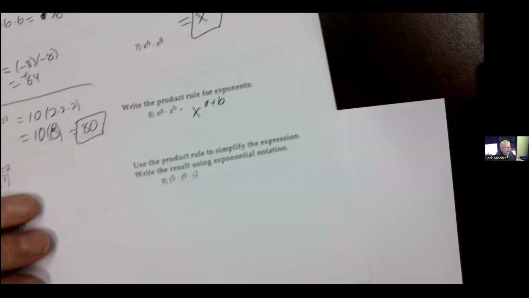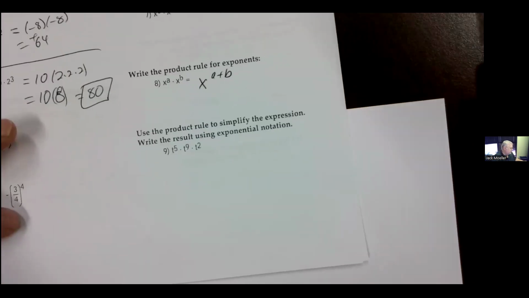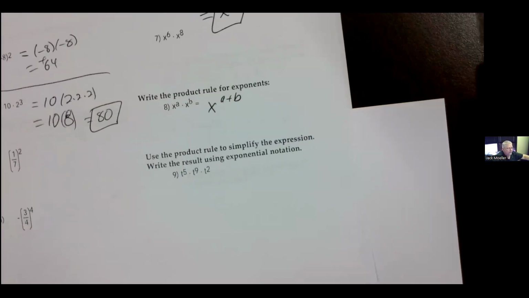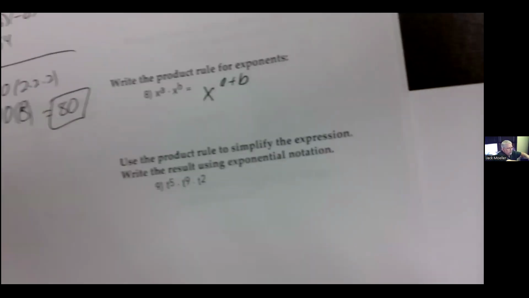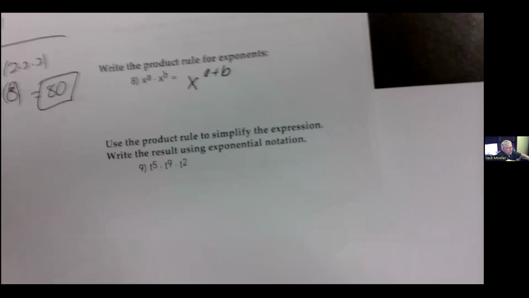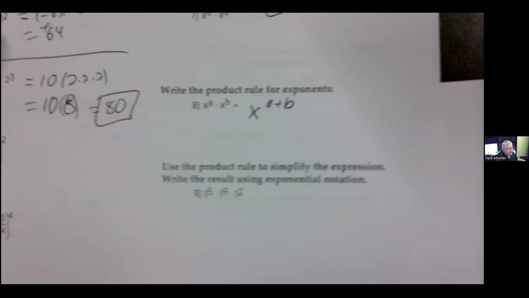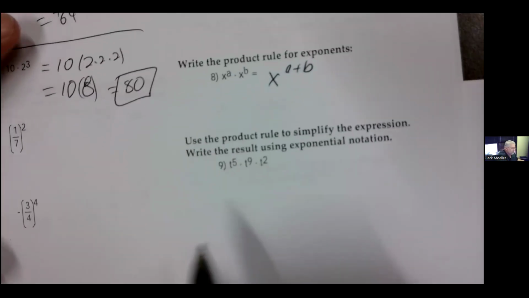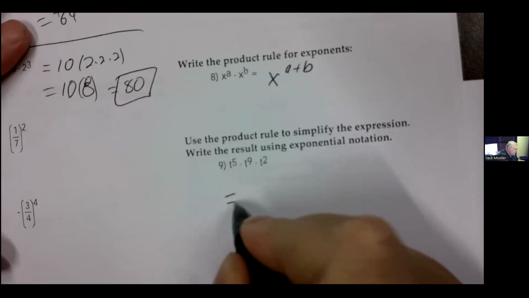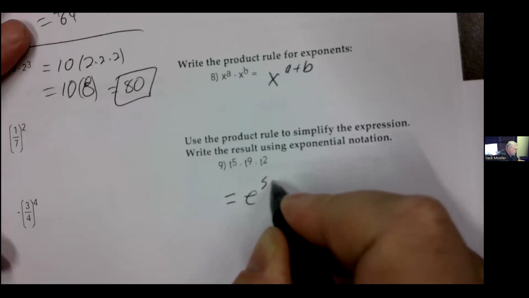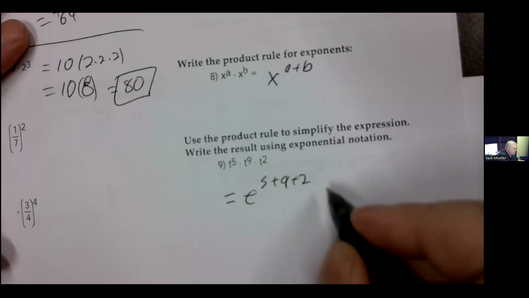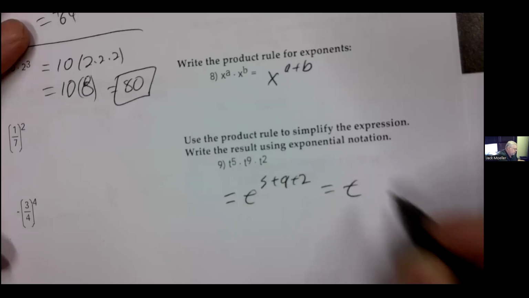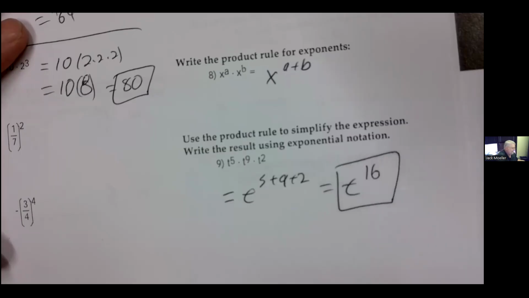So how do we apply that? Okay, so here number 9, we have t to the 5th times t to the 9th times t squared. Zoom in a little bit here. All right, so how do we simplify this? Well, we have a bunch of t's multiplied. So we're going to add the exponents. So 5 plus 9 plus 2. So that is t to the 16th power.